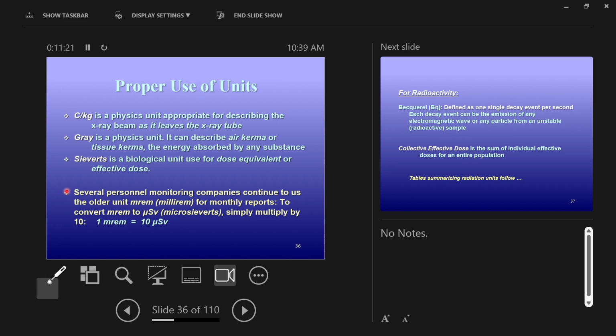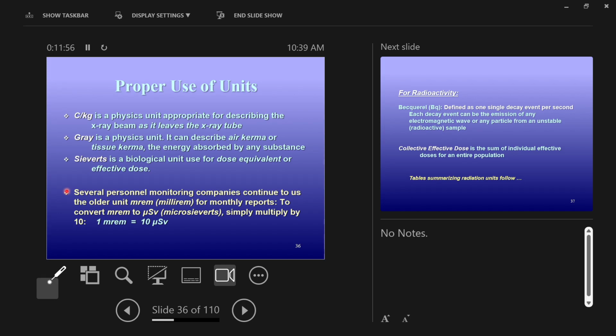Now what's the relationship here? One gray is 100 rads. And one sievert is 100 rem. So it takes 100 rads to equal one gray, 100 rem to equal one sievert. The gray and the sievert are big units. The rad and the rem are small units.